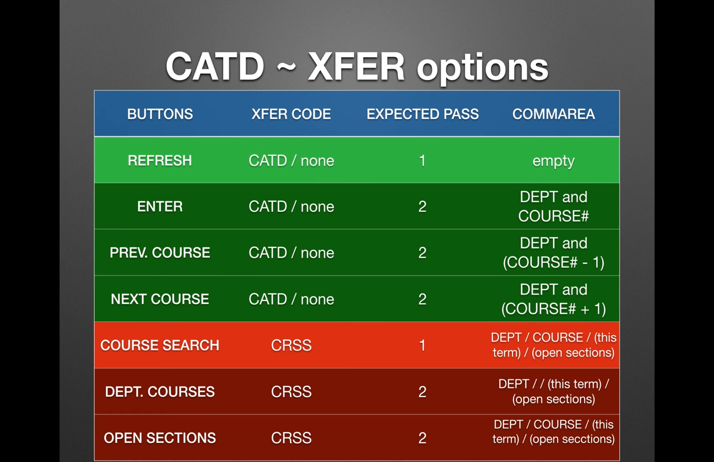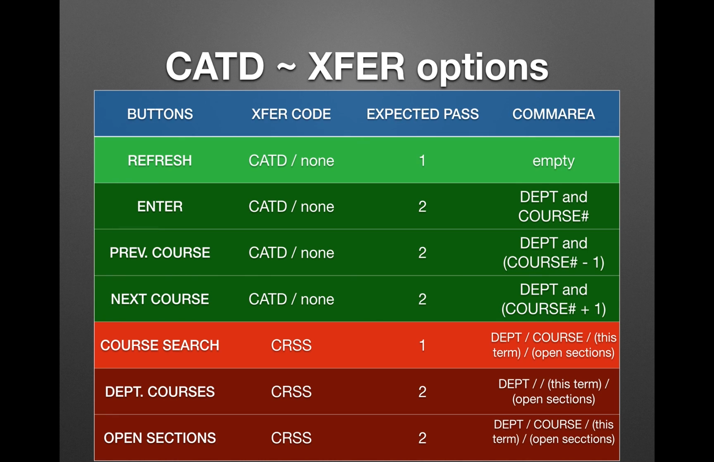Here we can see all 7 buttons and which screen they take us to and the expected pass to enter the screen on. If we select the refresh button, we will stay on CATD, go to the first pass with an empty COM area. This will not give us any course details displayed, but instead will prompt us to enter the course department and course number.